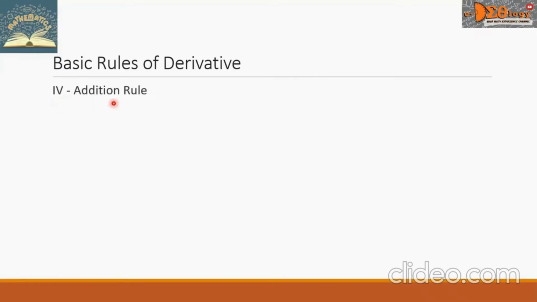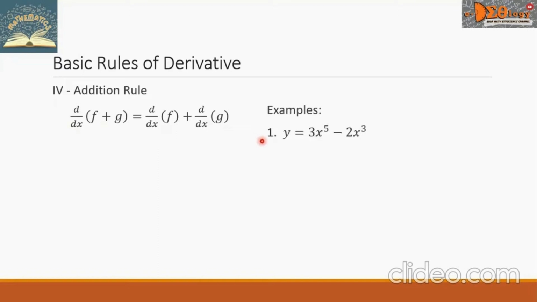Rule number 4 is about addition rule. So we have d over dx of the two functions f plus g. So we have here the derivative of f plus the derivative of g. Let's see this example 1. Y equals 3x raised to 5 minus 2x cubed.